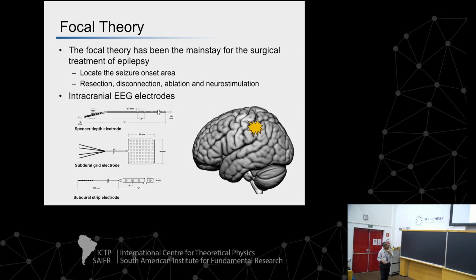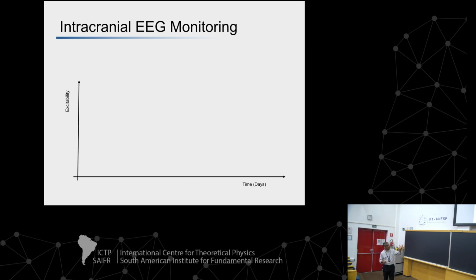So what we want to do is locate that and then use resection, disconnection, ablation, or neurostimulation to control the focus. And we use these different electrodes that I mentioned to go in and study and identify where the focus is. So I have represented the time period. This is like a blank canvas, with the time in days on the x-axis and a measure of excitability on the y-axis. This is a simple schematic, almost a cartoon.